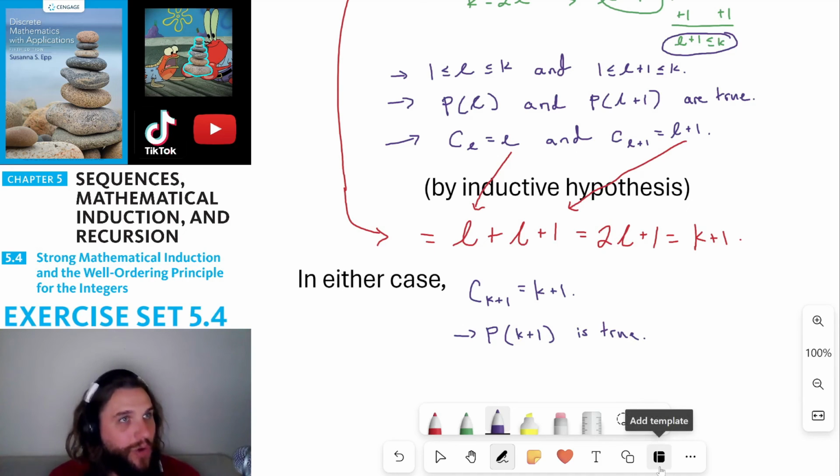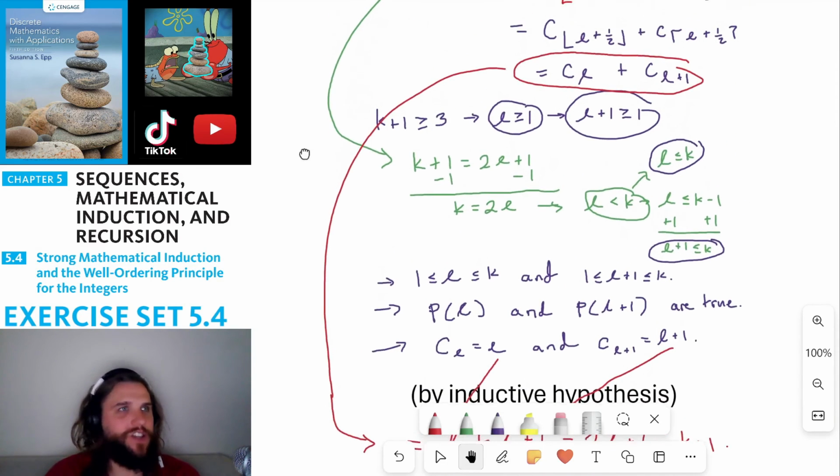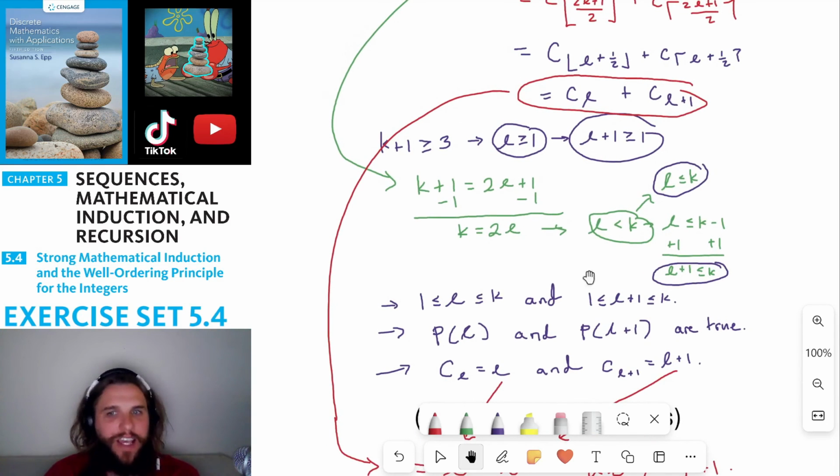And now we can conclude that by strong mathematical induction, P of n is true for all n greater than or equal to 1. Now, I really want to emphasize the trickiest part of this proof is getting these inequalities correct here, and also knowing to use two base cases, since L and L plus 1 are two different integers. And so we're applying the inductive hypothesis to two different P of i's. There's P of L and P of L plus 1.